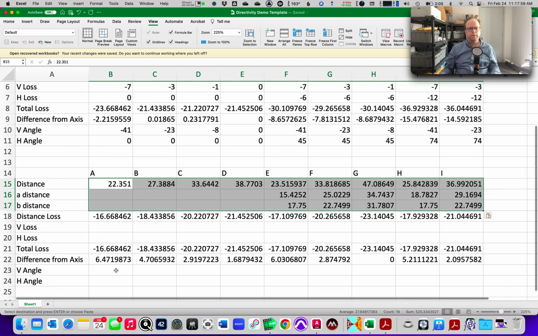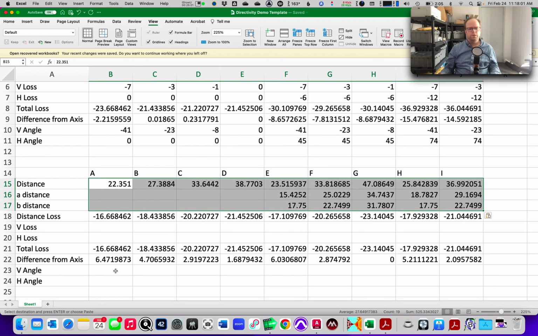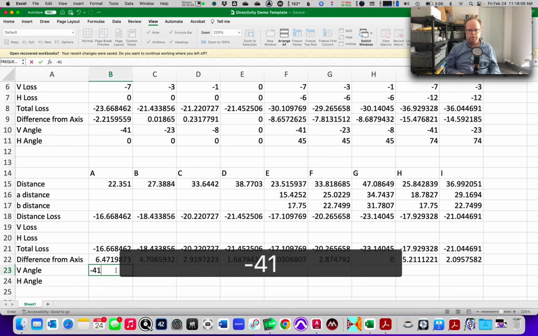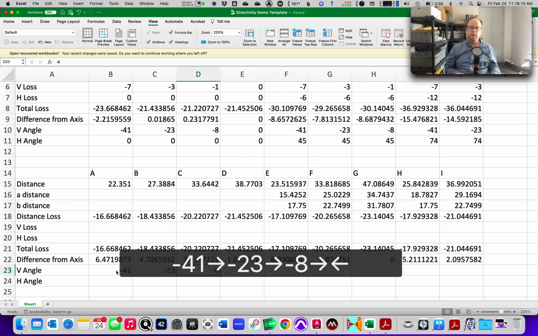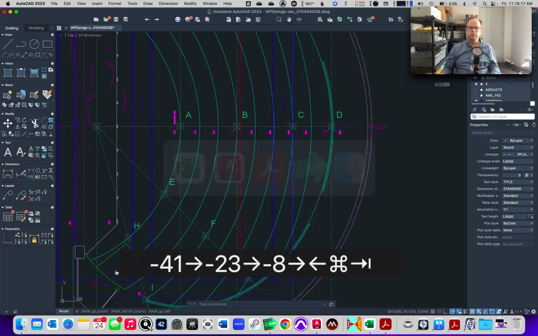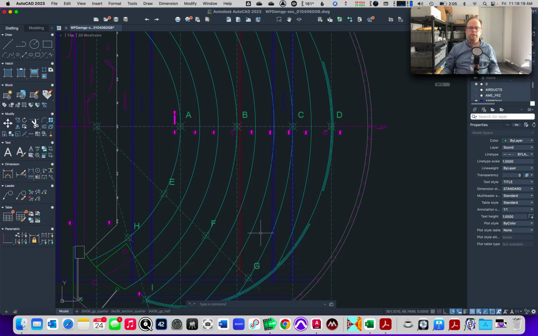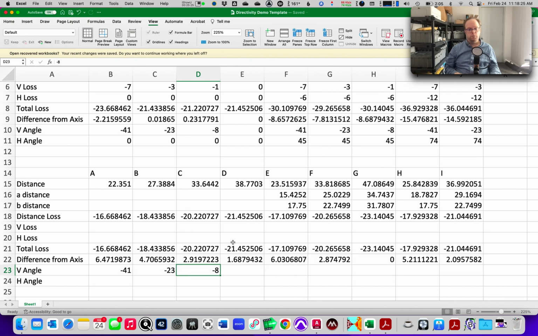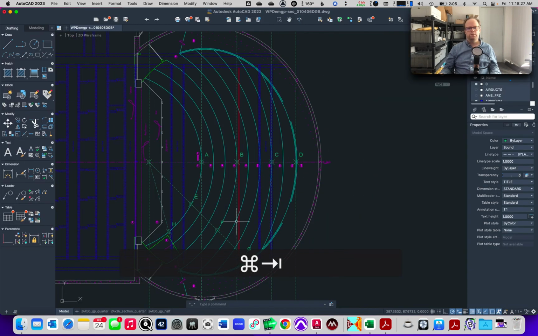Now I've got to think about the angles a little bit. The vertical angles here are still going to be the same for A, B, C, and D. So it's still minus 41, minus 23, minus 8. Actually, but now I'm going to be aiming down, aren't I? I'm going to be aiming at G, which is that row of C. So actually these all will be different. Let me go get those different values.